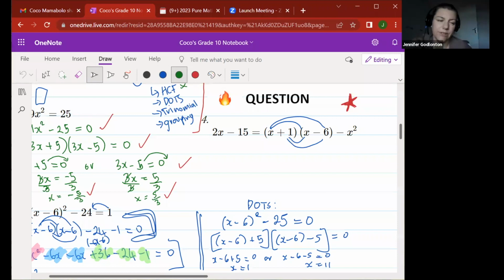I'm just going to do the first line, just so you can make sure you're on the right track, and then I'm going to let you carry on working. So I've got 2x minus 15 is equal to x squared minus 6x plus 1x. You can just write x minus 6. Oh, sorry, minus x squared. So that's what our first line should look like. If you've gotten to that point, give yourselves a big fat tick.